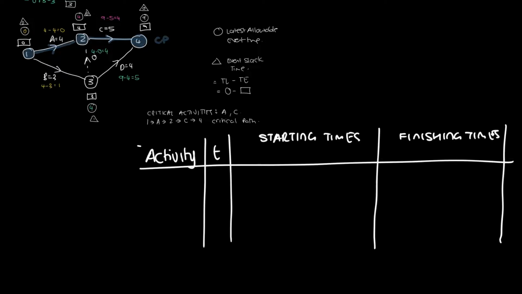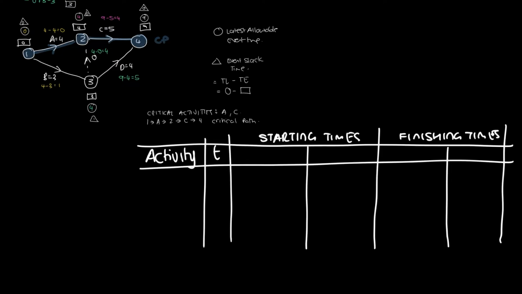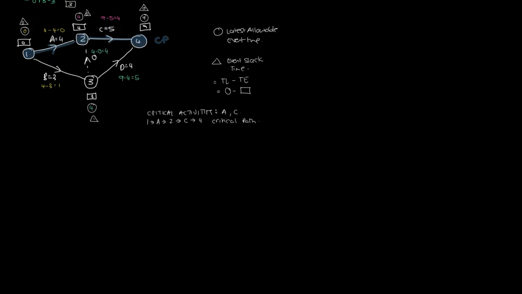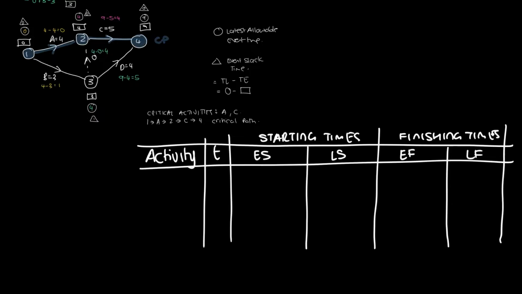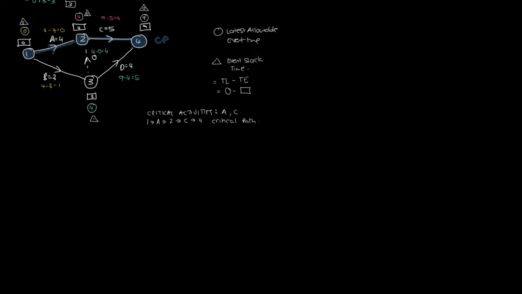That's going to go like that, and that's going to go like that. But our starting time is going to be broken into two sections. And so is our finishing time. So we're going to have the early start, then we're going to have the late start. We're going to have our early finish, and we're going to have our late finish. Now, our early start and our late finish is going to be read directly off our PERT network diagram.